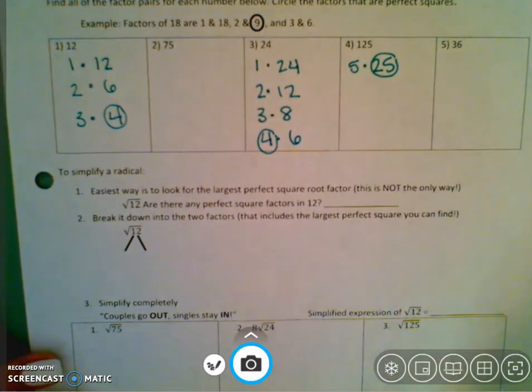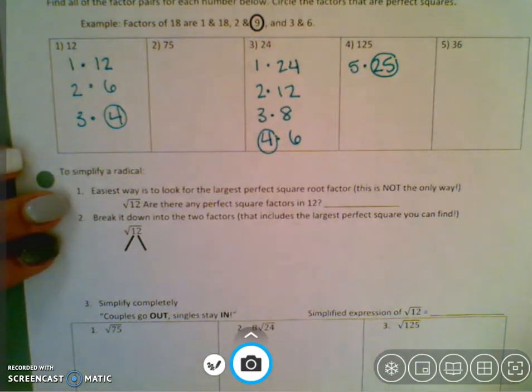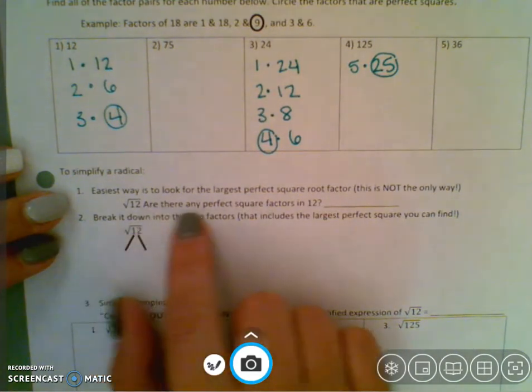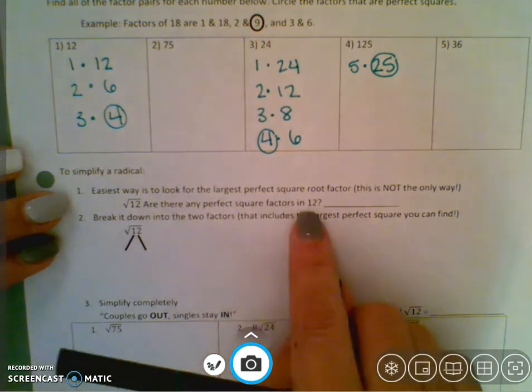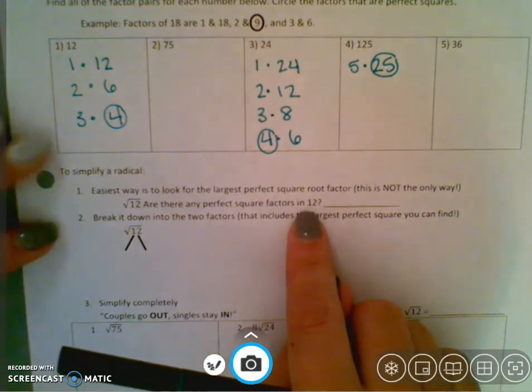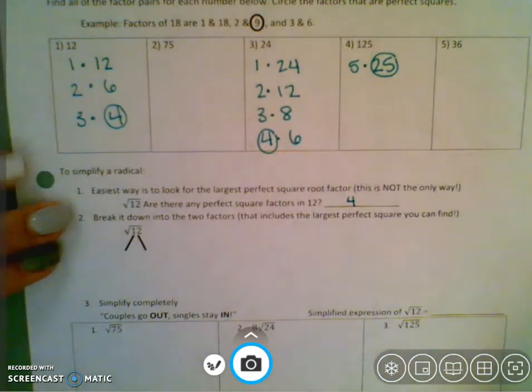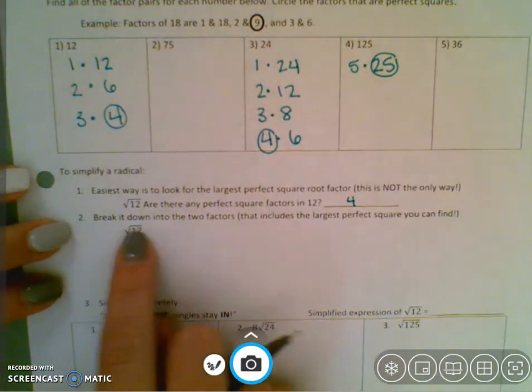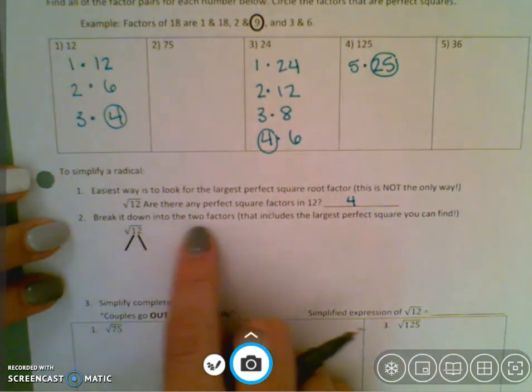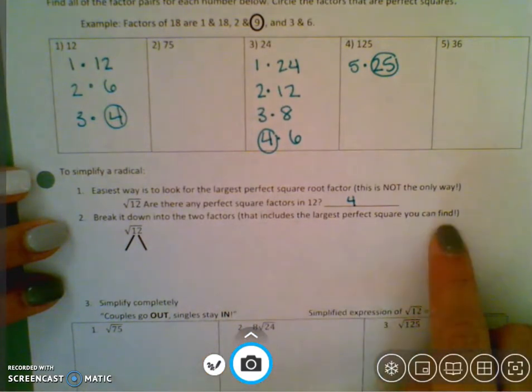Okay, let's go down. It says to simplify a radical, the easiest way is to look for the largest perfect square root, but this is not the only way. So 12, are there any perfect square factors in 12? Yes, we found it above. So for this, the perfect square factor is 4. So it says break down into the two factors that includes the largest perfect square you can find.